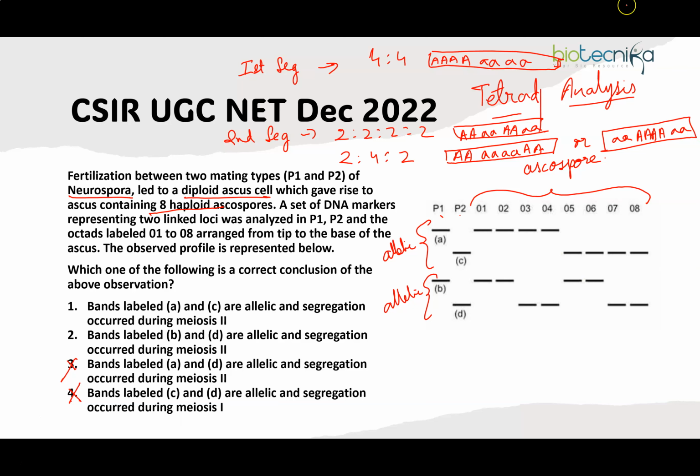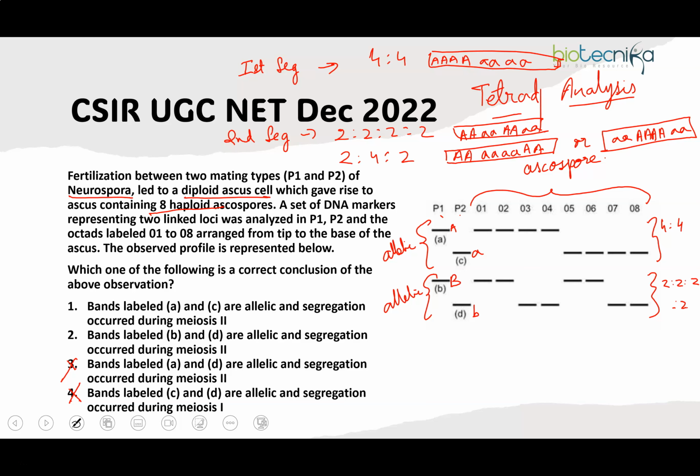Now what are these bands? These bands are also alleles only. If you want to assign them, this can be the band for capital A and this can be the band for small a. What kind of arrangement do we see here? 4:4. What about the other one? Let's say it is a different gene, so I am giving it capital B, and the other one is small b. Now in this, what kind of pattern are we seeing? 2:2:2:2.